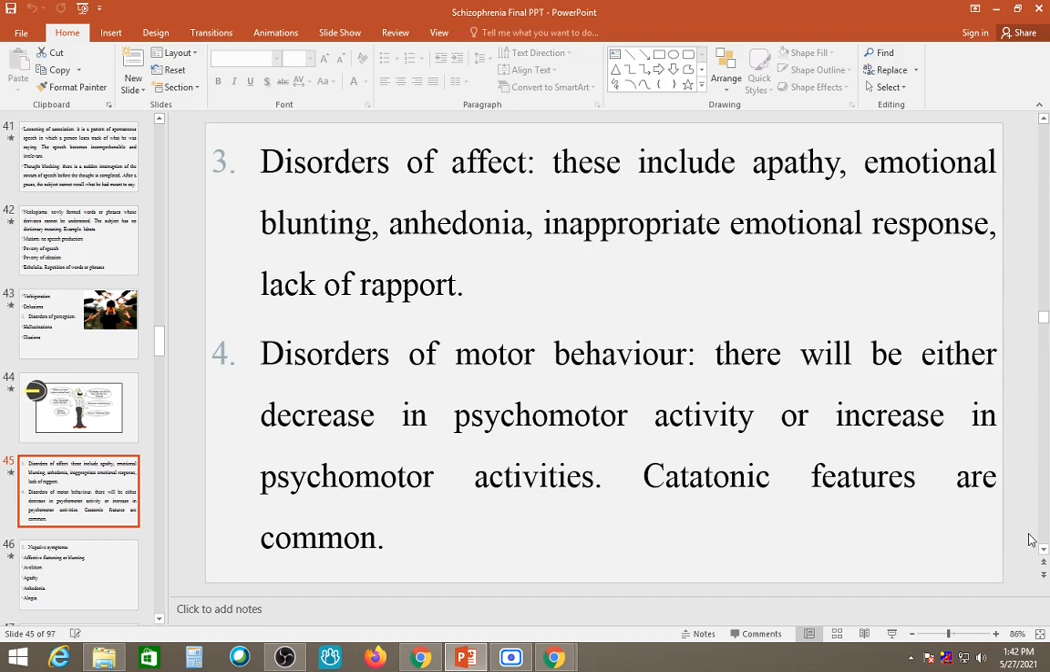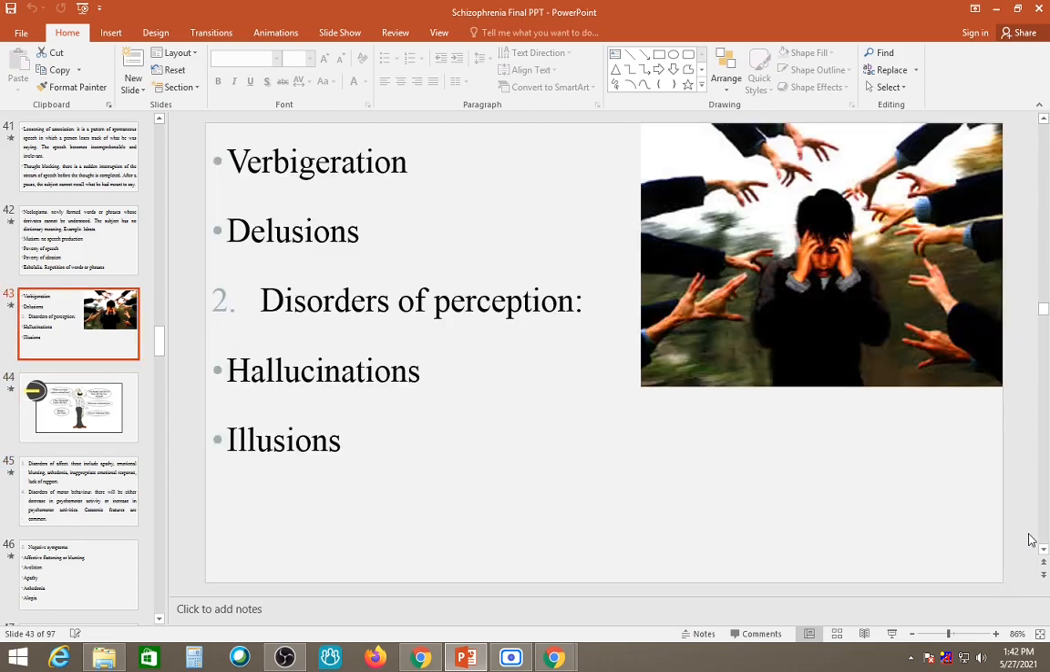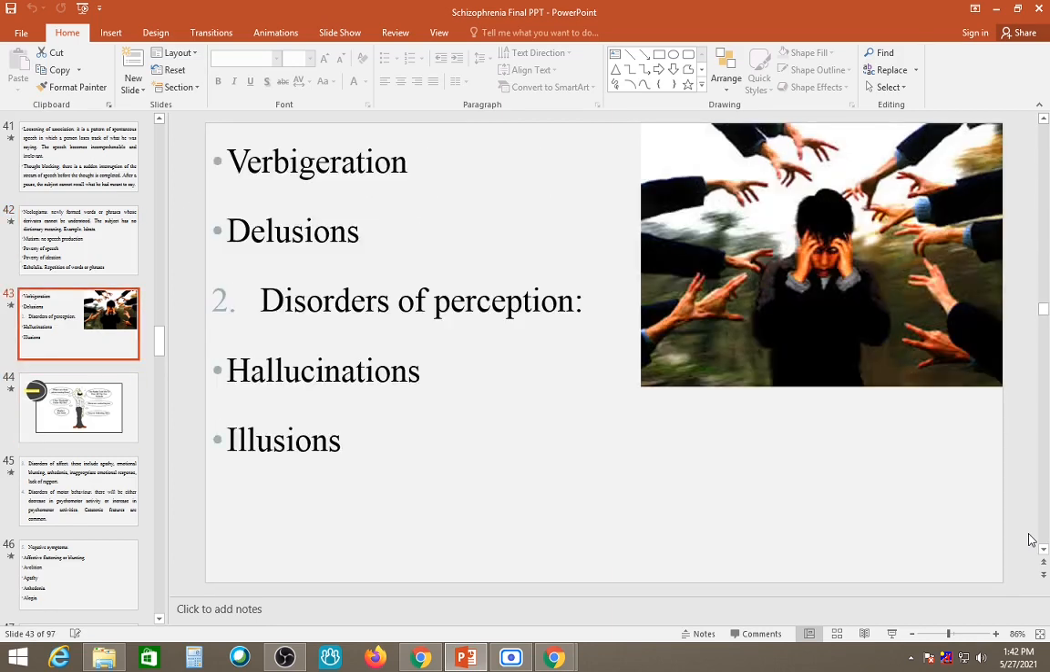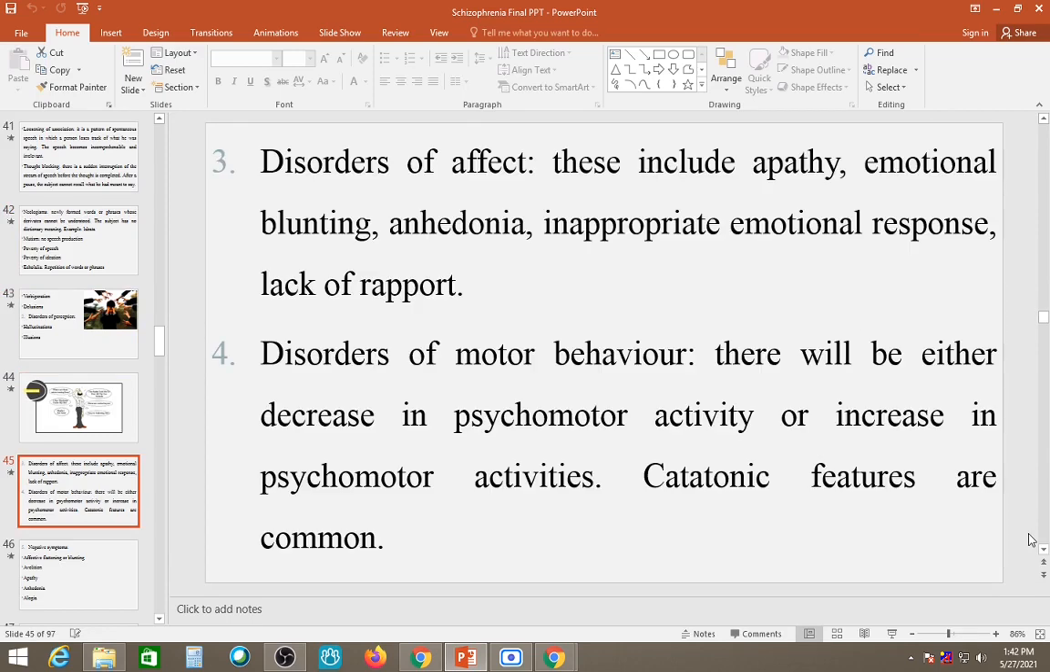Remember the concept of schizophrenia: there will be disturbances in thought, in perception, in feelings, and in behavior. So when you study the signs and features, remember what the disorders in thought are. At the content level, there is autistic thinking, and disturbances in progression and content.